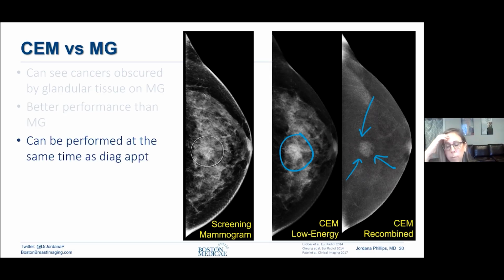Another nice characteristic of this exam is that it can be performed at the same time as the diagnostic appointment. So I already mentioned that if I have an abnormality that I identify on screening, I can bring the patient back and do a diagnostic contrast enhanced mammogram right then. I can better evaluate the finding, and I can actually use it as a staging exam. I can see the full extent. I can see if there are other areas to worry about. And I could do it all at the time of the diagnostic appointment. I can show the patient the imaging findings.